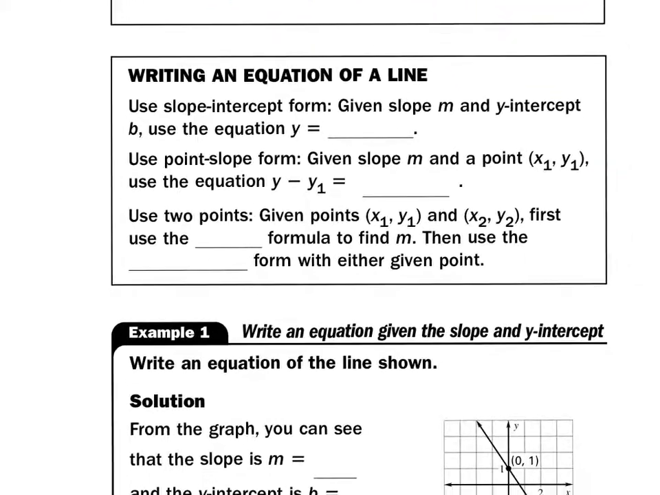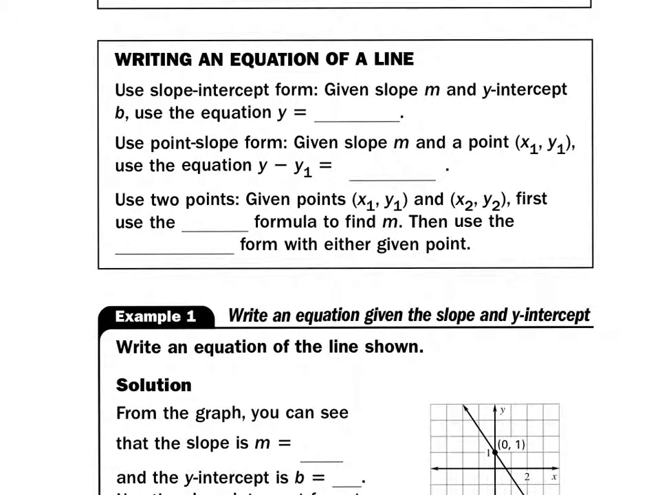So write an equation of a line. Use slope-intercept form, given slope m and y-intercept b. Use this equation, y equals mx plus b. Use point-slope formula. You can use y minus y1 equals m, parentheses, and remember the parentheses, x minus x1.